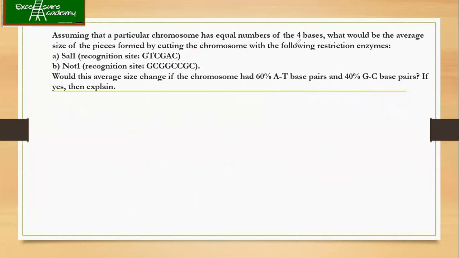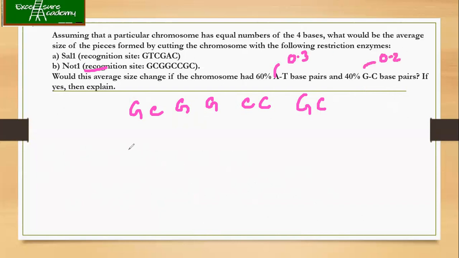Similarly, you can do it for NotI also: GC, G, G, C, C, GC. Again we know that A and T is 0.3 and GC is 0.2. So again, you can write it here. Since there is no AT here, you can take it as 0.2 raised to 8. You are going to get certain values, and when you calculate, let's see how much we are getting here.